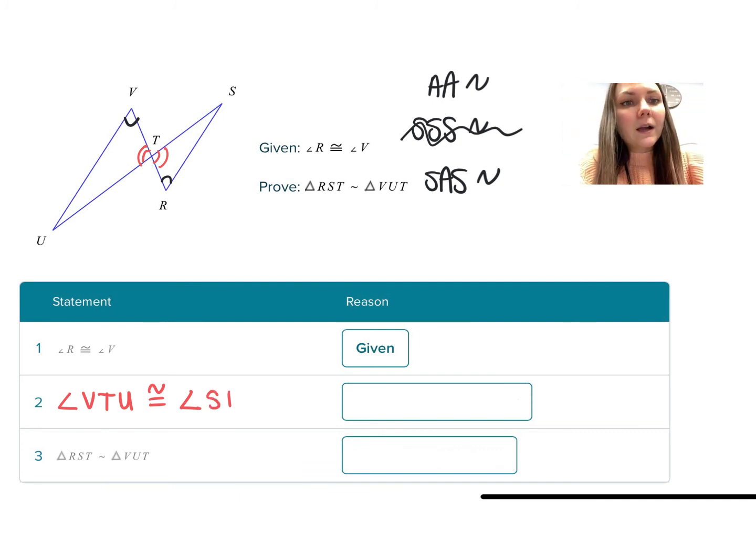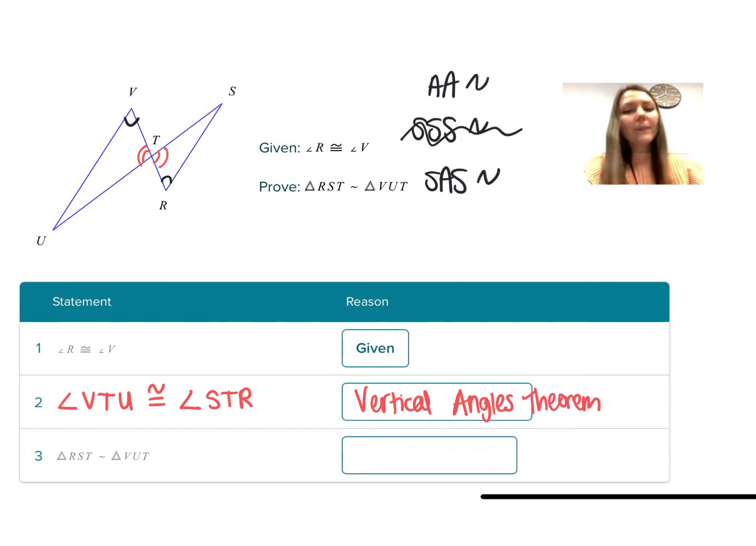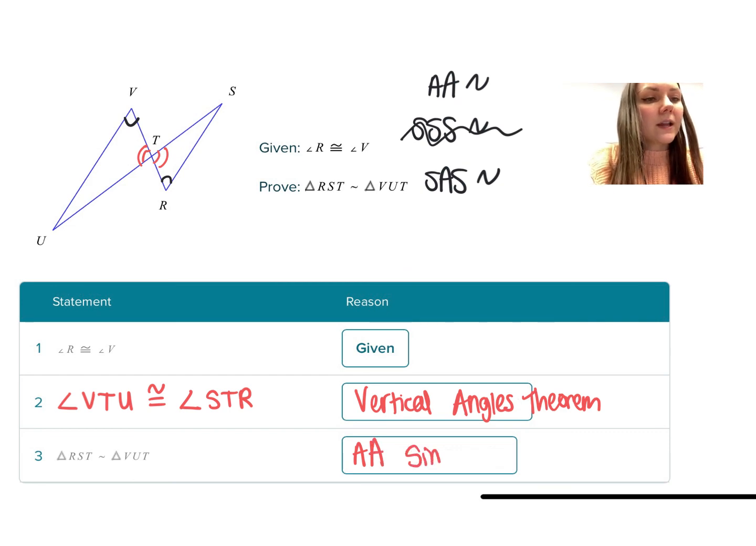Anyways, all right, and vertical angles theorem, property, whatever ALEKS calls it. So that gives me enough information to say my two triangles are similar by angle-angle similarity.